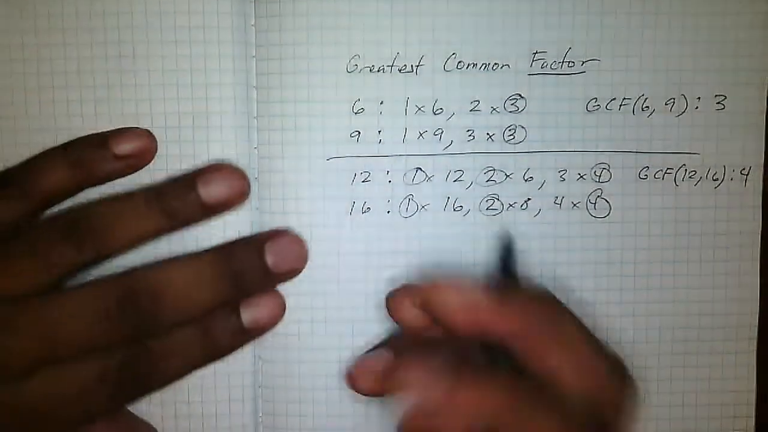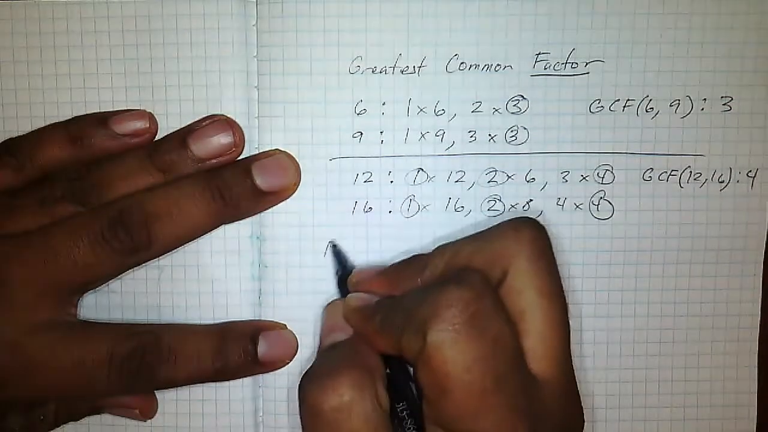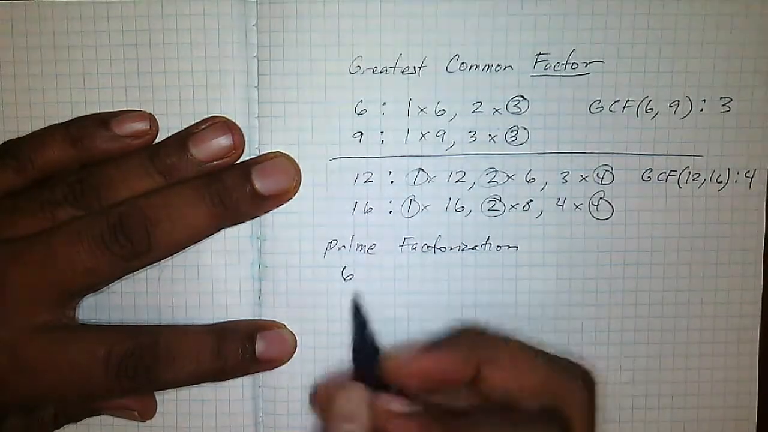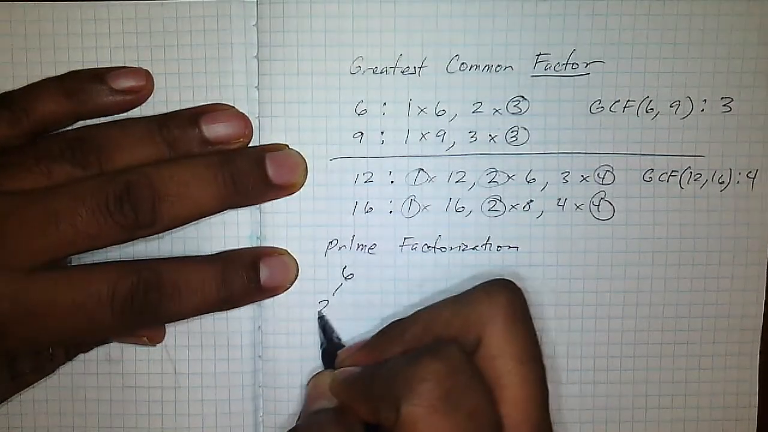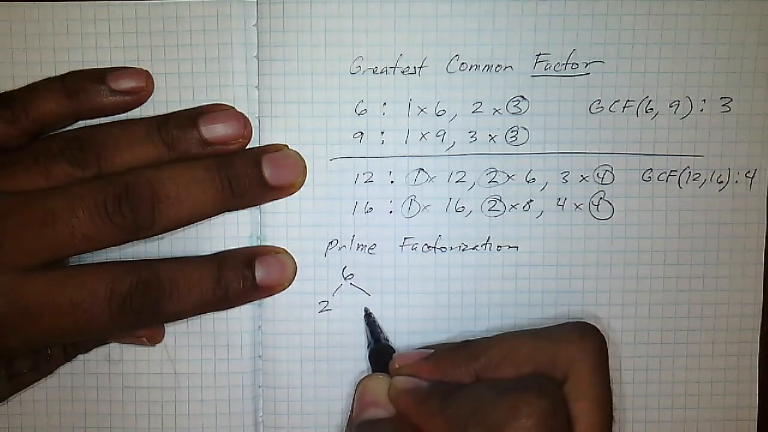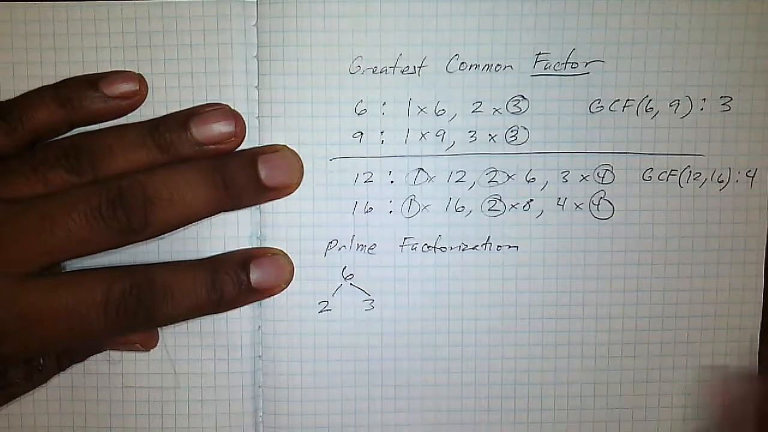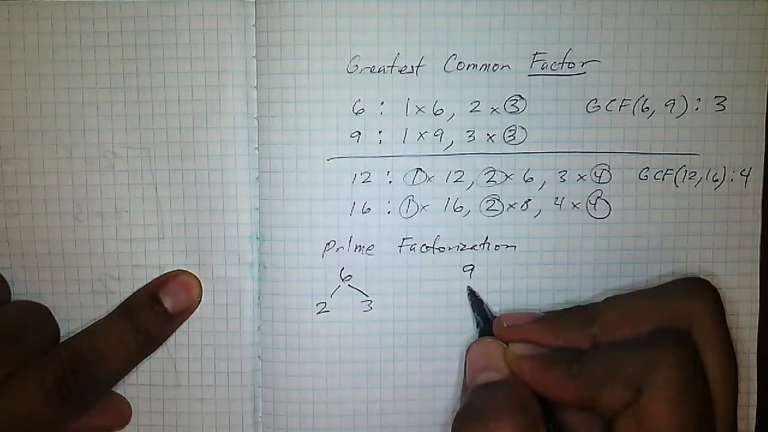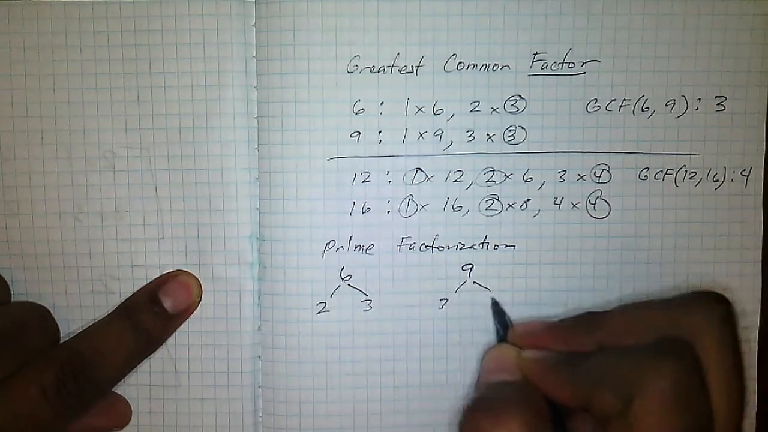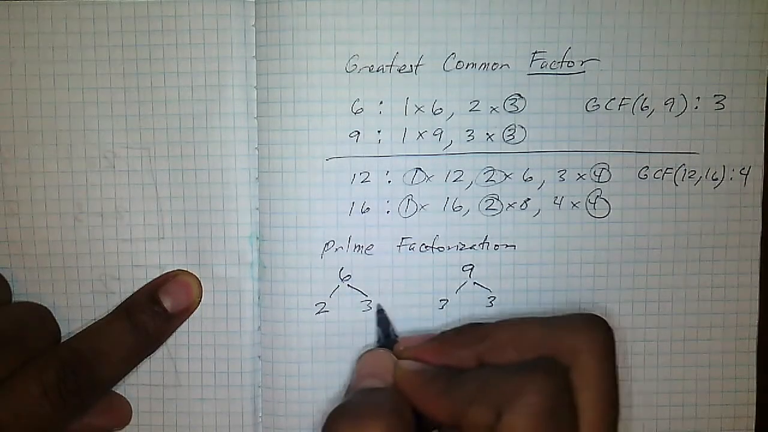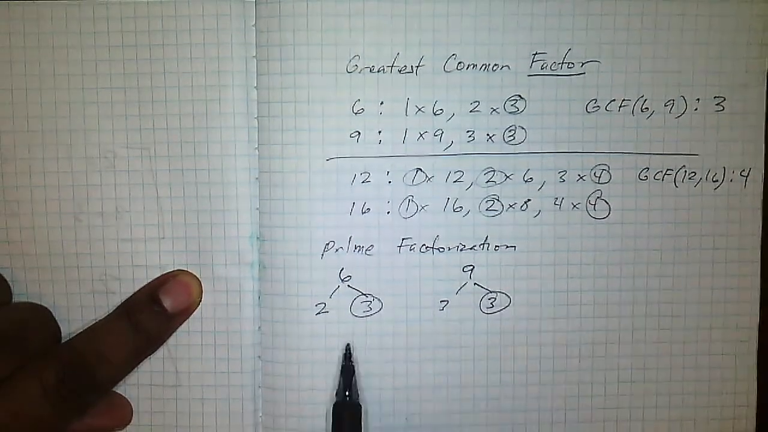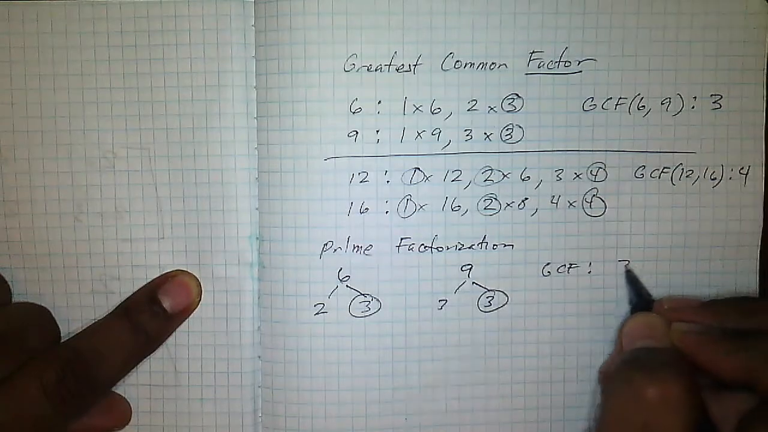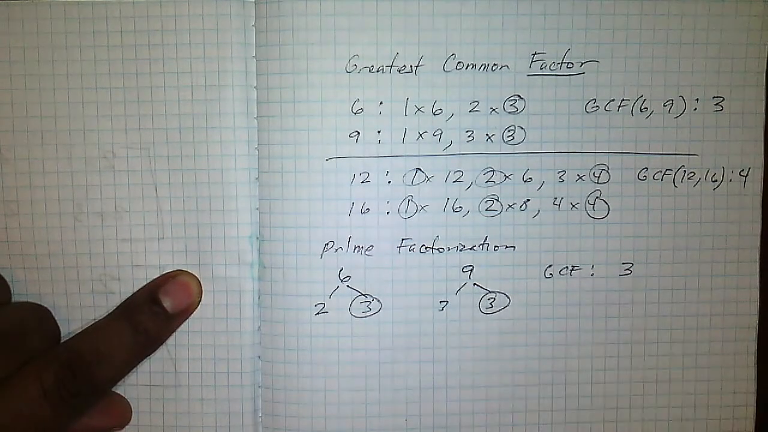Another method, let me take these same numbers, is using prime factorization. So let's look at 6. So we know 6 can be 2 times 3. And here both of these are prime, so we can't go any further, right? And we look at 9. 9, of course, is 3 times 3. And so we circle all the common primes that we have. And here we go. We have 3 here, 3 here, so the GCF is 3. Right? It's 3 between those two numbers.